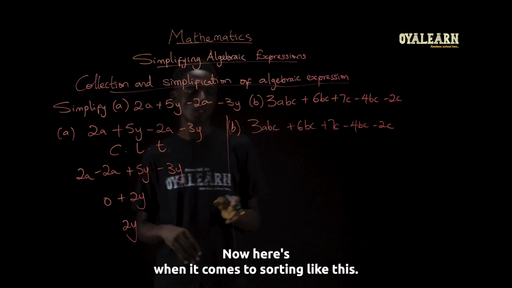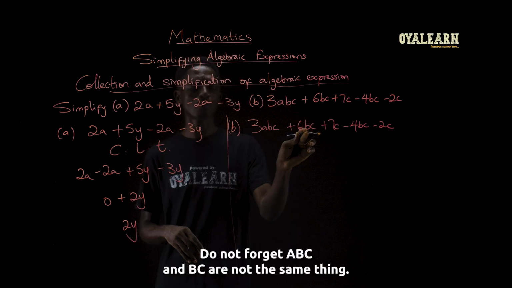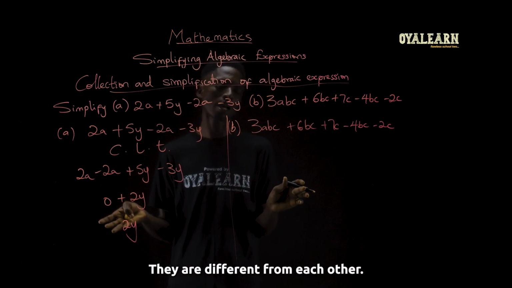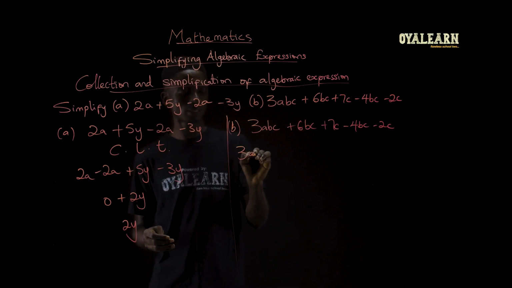Now here's the thing. When it comes to sorting like this, do not forget abc and bc are not the same thing. They are not the same term. They are different from each other. So we look at 3abc first.